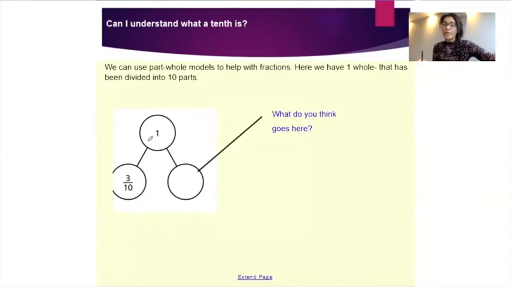Here we have one whole that has been divided into 10 parts. So if in one of those parts we have 3/10, 3 out of 10, what number do you think would go here? Have a little think. Or not even number, what fraction do you think would go there? If 3/10 is here, what would go here?